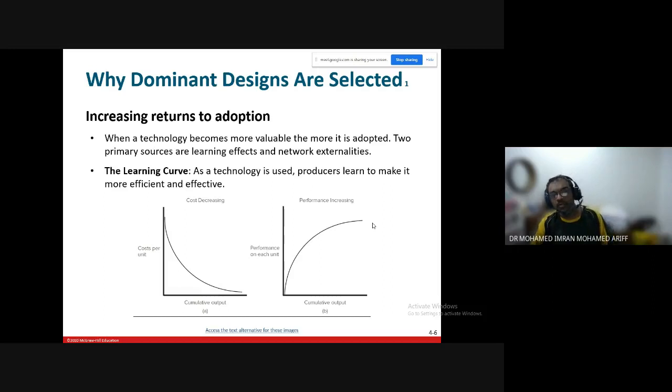Okay, so over time, when a technology becomes more valuable, the more it is being adopted. Two primary sources are learning effects and network externalities. It means you have to see how much it affects people and how big the network is, that means how much it is affecting others as well. Because you have to understand, in your organization, your department, the more you use something or change something, it is going to affect another person, another product, another service.